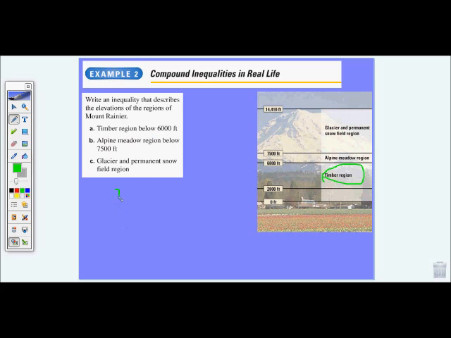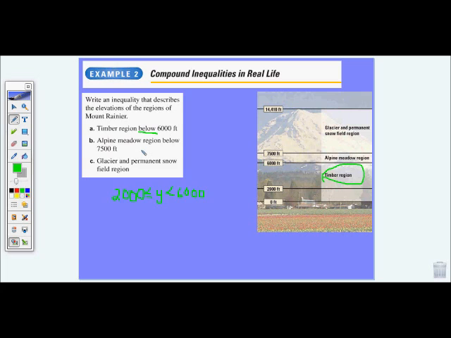The lowest it can be is going to be 2,000, but if it is at the 2,000 range, it still counts as timber region. So that's the least it can be, but it could actually be equal to that. And then we're going to use our variable. Oh, let's use y this time. We used x in the last one. Now the statement here says below 6,000, so y needs to be less than 6,000. We can't include 6,000 because the information given to us says it needs to be below 6,000.